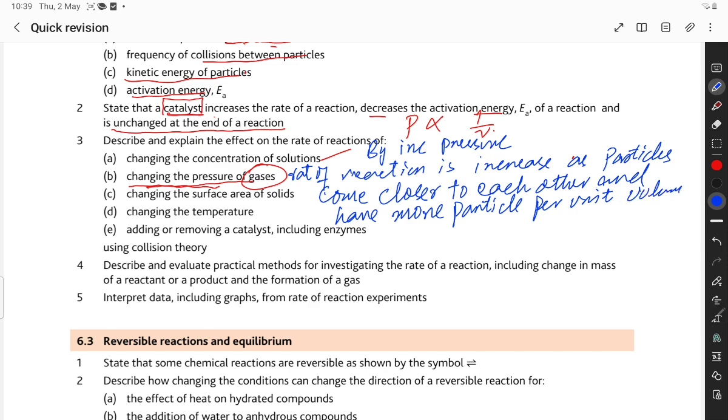Hence, have more successful collisions between the particles.